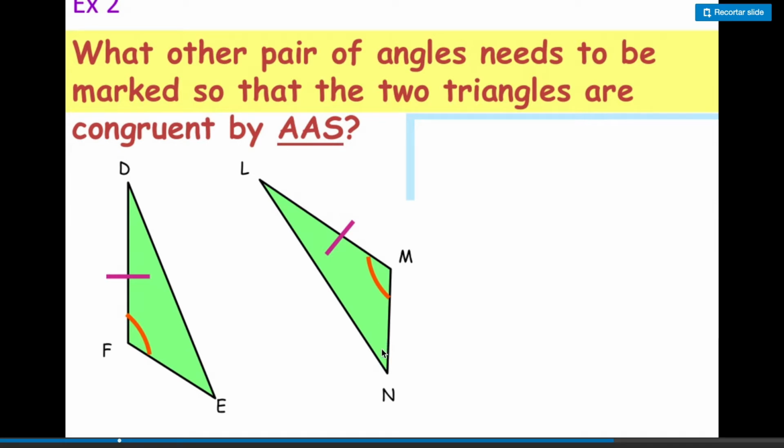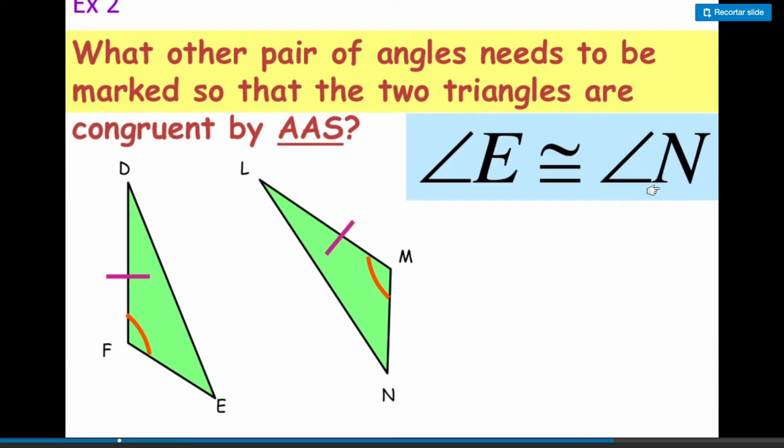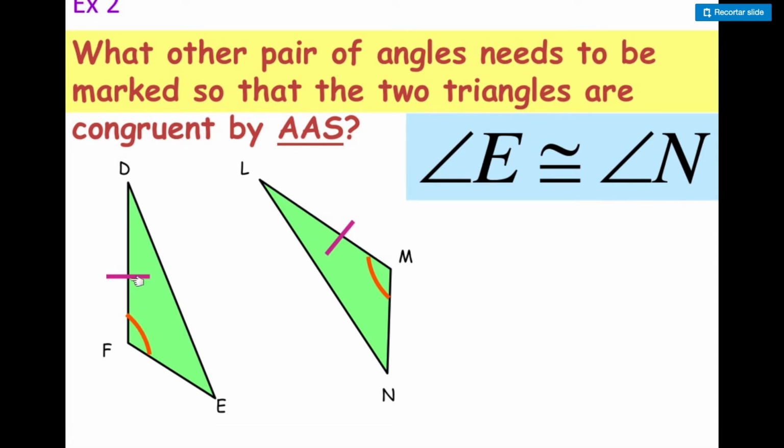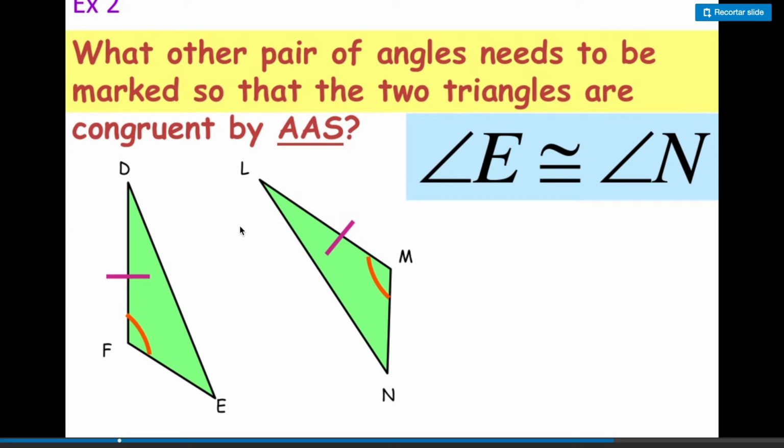You see, this is the angle, this is the angle, and it's going to be congruent to the angle over here. And then the side is not included, which means it's not in between the angles. So the possible answer is angle E congruent to angle N. You must mark it. If you mark angle D, it will turn out to be angle, side, angle. We have that reason, but we don't want that reason in this question. We want angle, angle, side, not angle, side, angle.